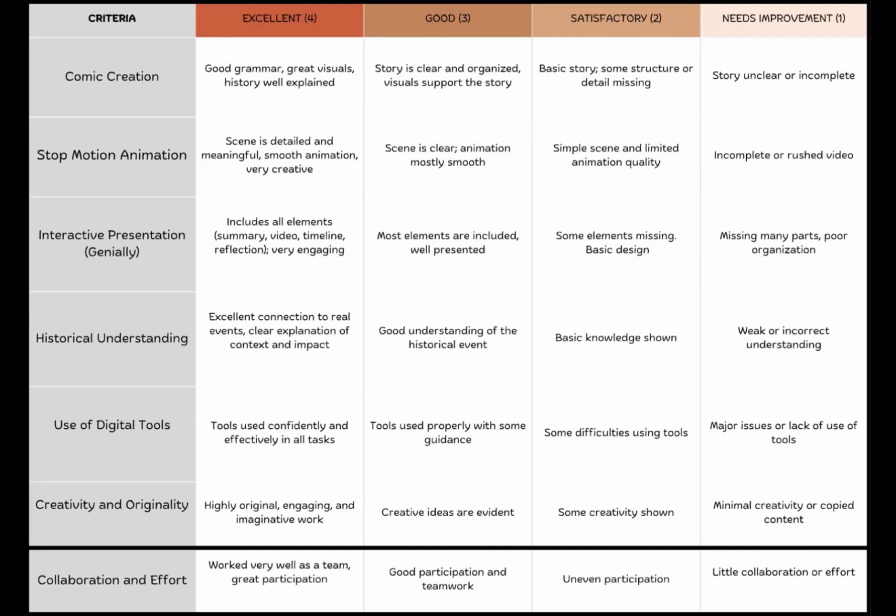In historical understanding, I will check if they understand the historical facts and explain them correctly. In use of digital tools, I will see how well they use the tools Pixton, CapCut, and Genially. In creativity and originality, I will value creativity and personal ideas. And in the last criterion, collaboration and effort, I will also consider how well they worked in groups and how much effort they showed. This criterion is underlined because it's so important. It will have a strong negative impact on the final grade if some students do all the work while others don't participate.